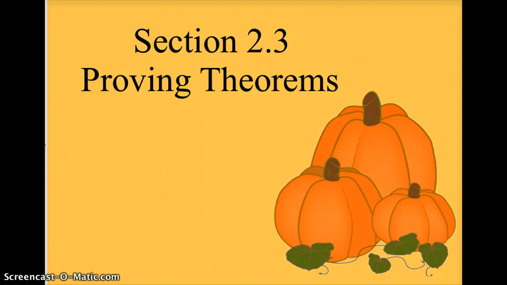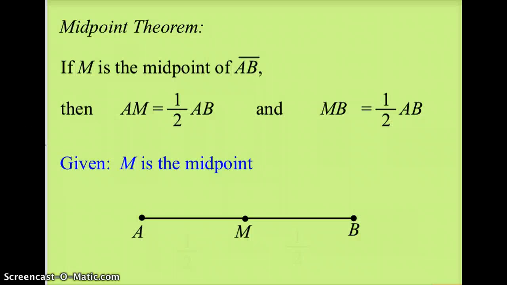Section 2.3, Proving Theorems. The first theorem in this particular section is the midpoint theorem. If M is the midpoint of AB, then AM equals 1/2 of AB, and MB is equal to 1/2 of AB. In this particular theorem, what you're given is that M is the midpoint.